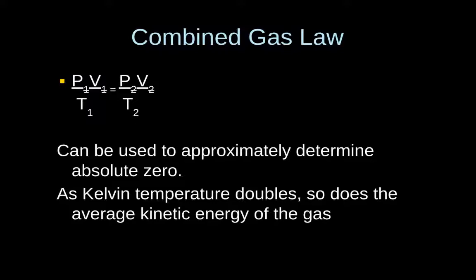The important things are that your pressure on each side and your volume on each side have to be in the same units. You can't use, for instance, kilopascals over here and torr over here for your pressure, or liters and milliliters. And your temperature has to be in kelvins. So that's the combined gas law.